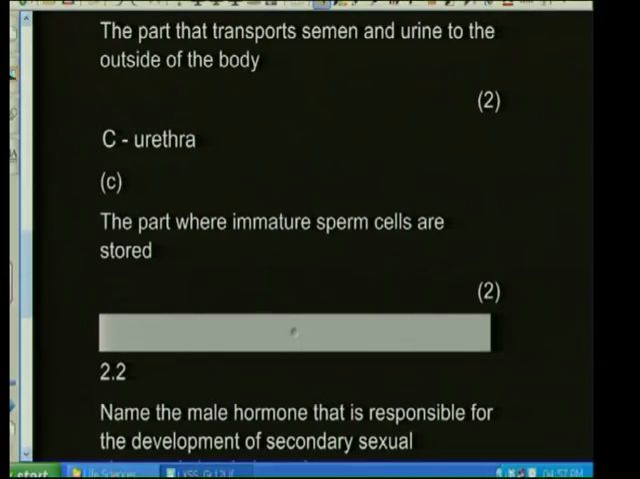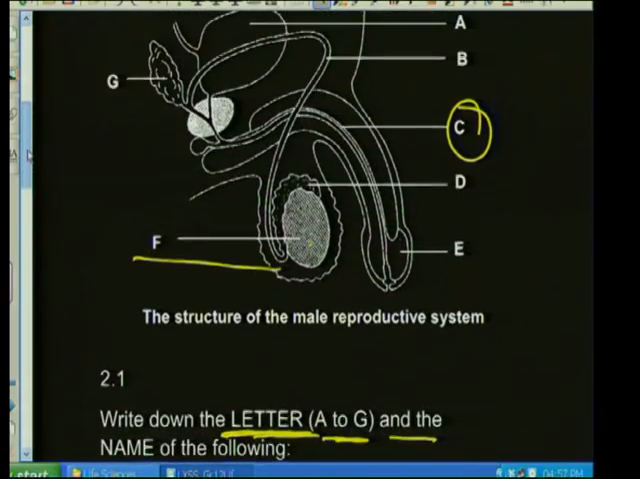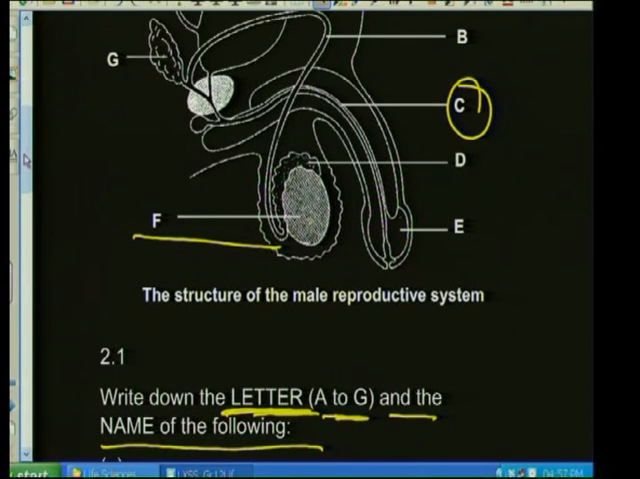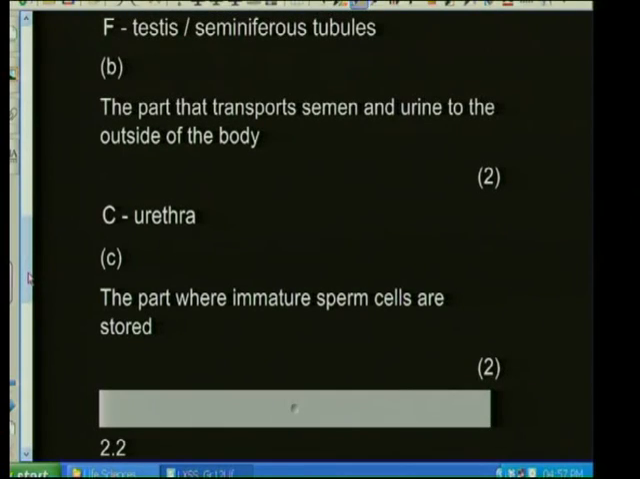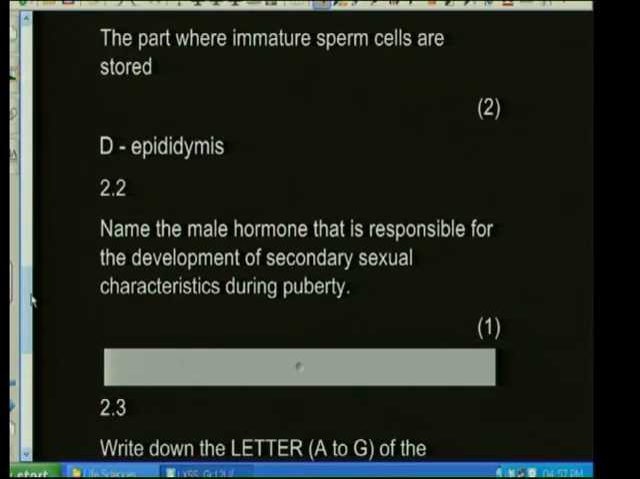The part where immature sperm cells are stored, that would be the epididymis. Let's see where it is found, and that would be D. Epididymis. Let's see how correct we are. There we go. Straightforward question, giving you the diagram, asking you the functions in a different way, and you had to find the part instead of asking you for the functions.